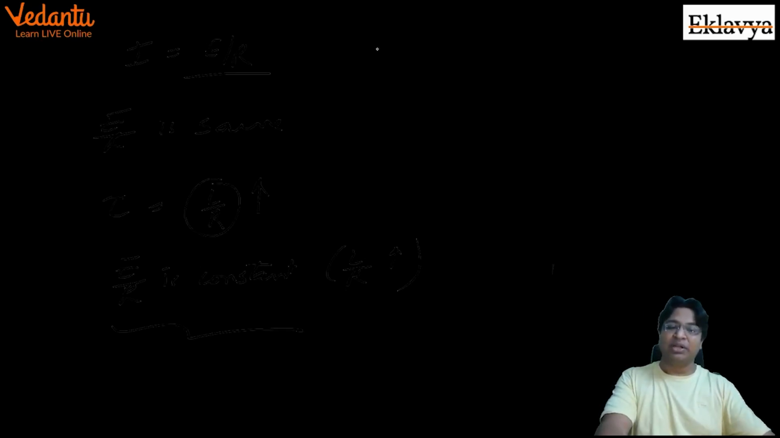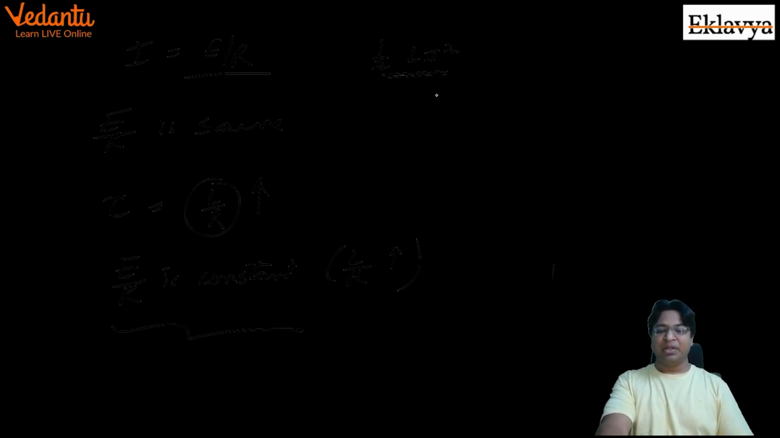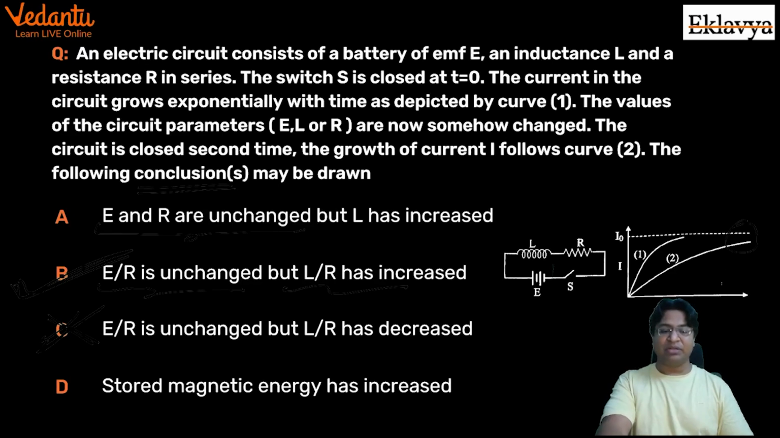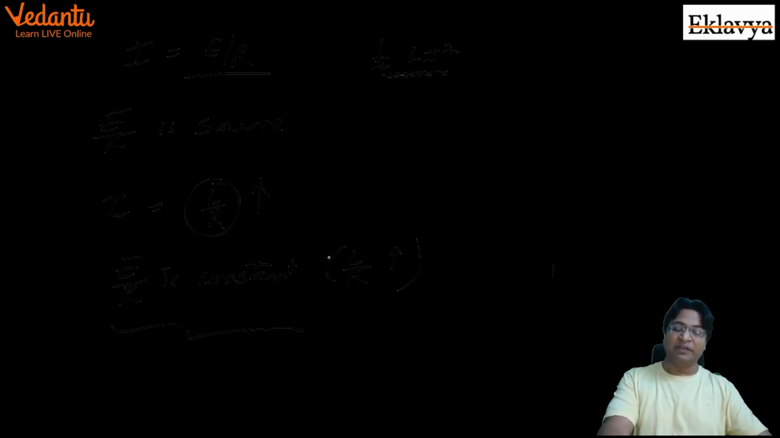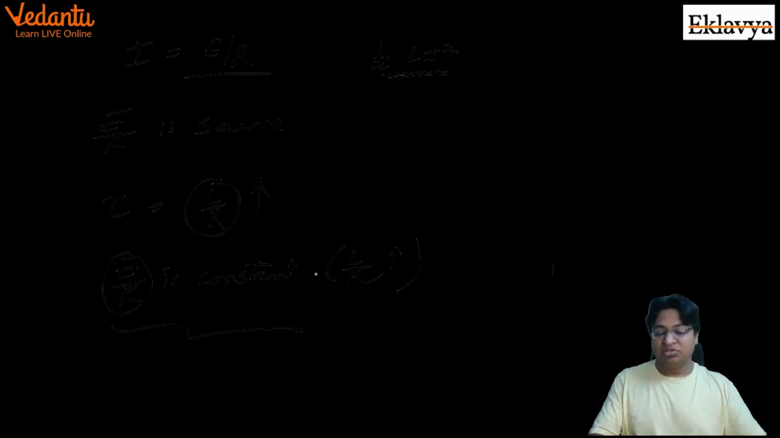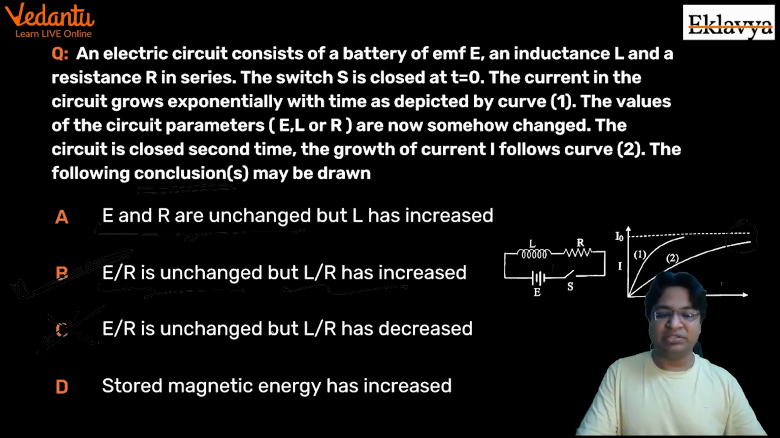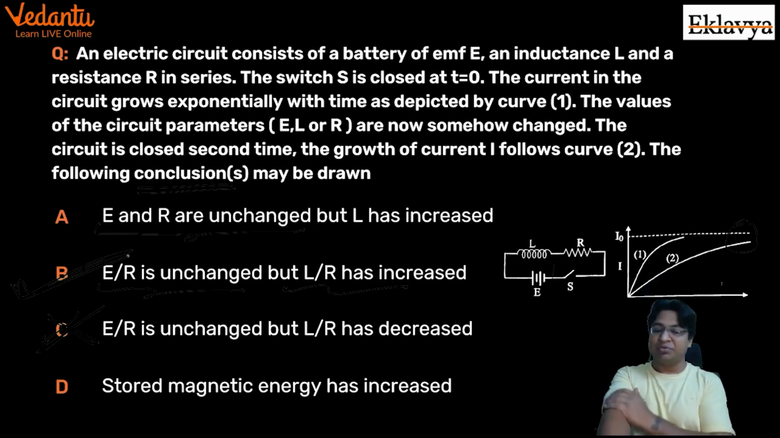So stored magnetic energy is half L I square. Okay, so final I is the same, and we can't conclude that the energy has increased. It could decrease also. For example, if we decrease the value of L, and decrease the value of R more significantly by a higher factor, then this L by R will increase. And we can manage to keep this ratio the same by managing E. So no, we can't conclude that the energy is increased. So the only conclusion that we can draw is option B.